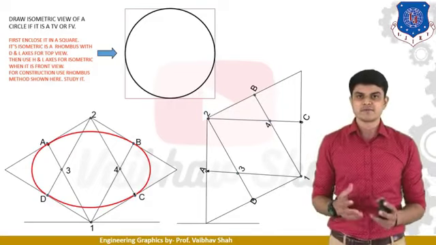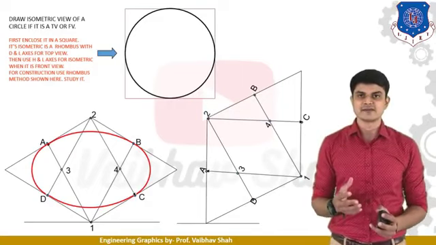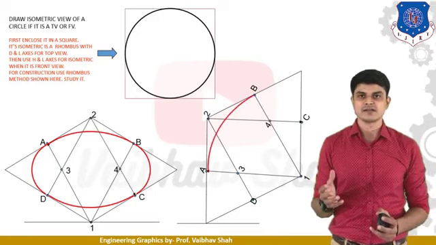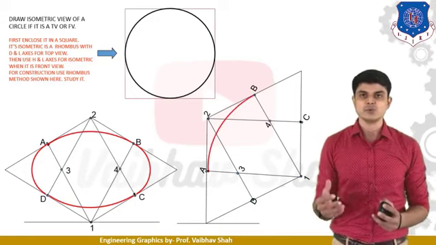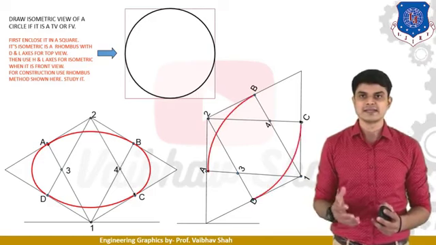After getting the center points, what will you do? You will take 1 as a center and 1A as a radius. Let us draw one circle until you reach 1B. Now take 2 as a center and 2C as a radius. Let us draw one circle like this.